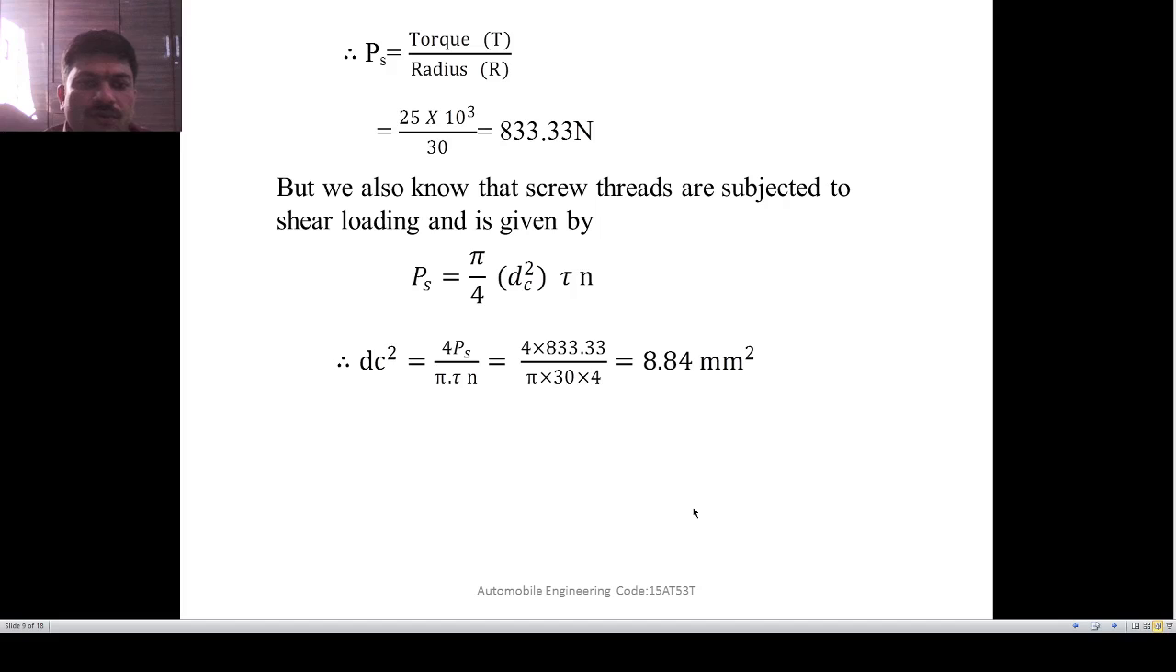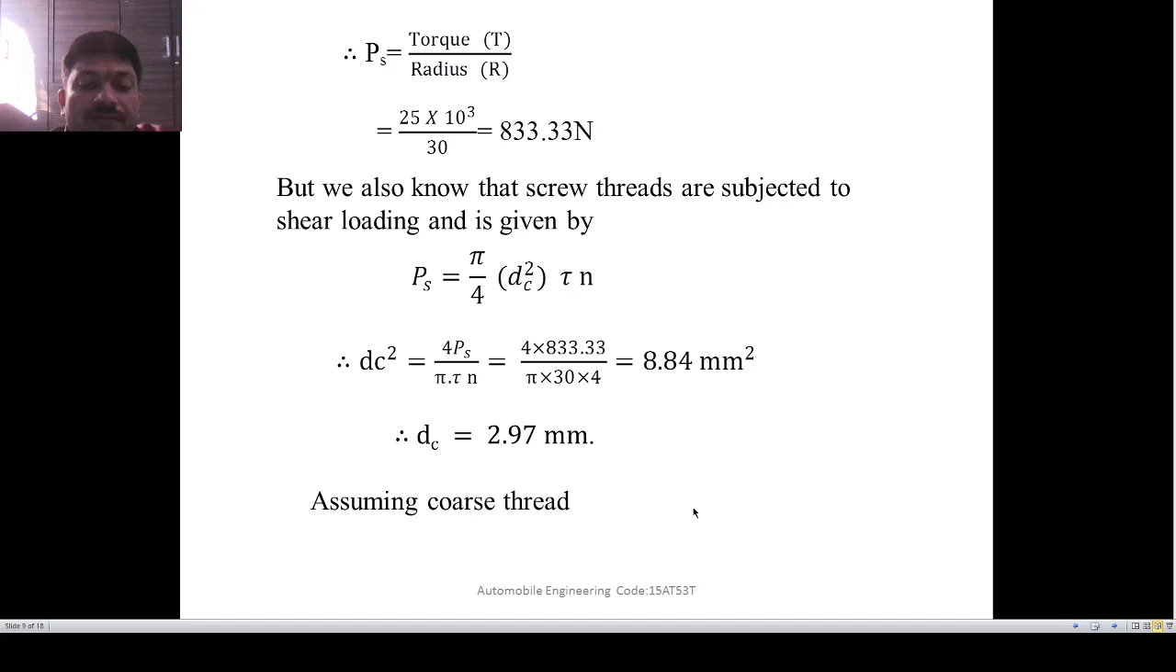So take the square root of this dc square. So we are getting the value of dc. Therefore, dc is equal to 2.97 mm. But this is not the final answer.